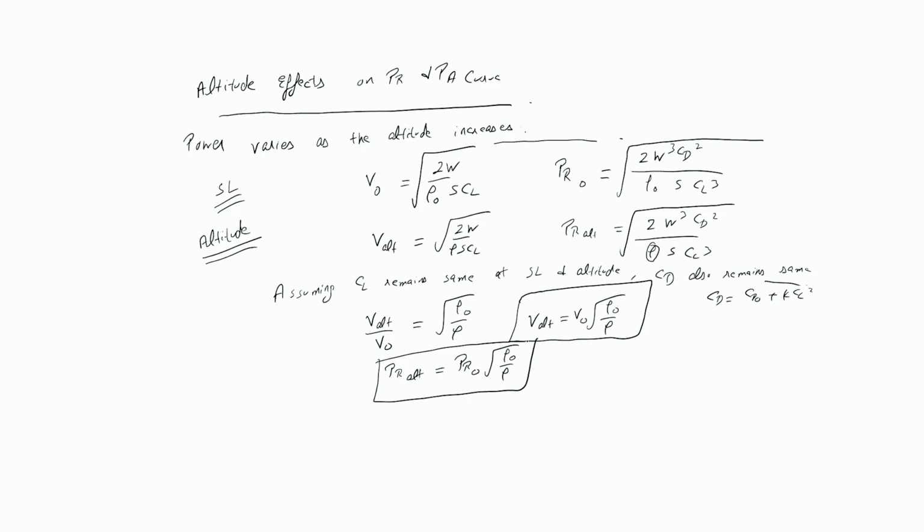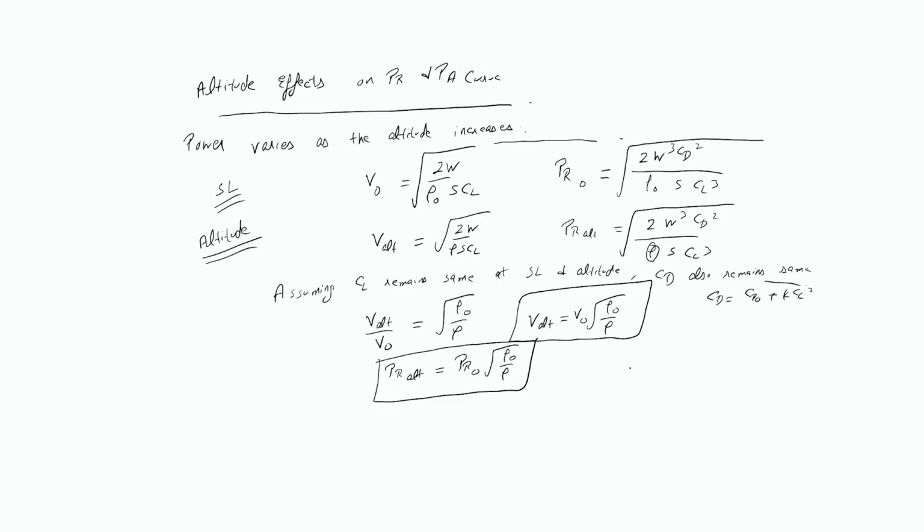So this is the velocity required, this is the power required. These equations help us to plot the power required curve at altitude from a given point on the sea level curve. Since the density decreases as altitude increases, from these equations we can derive that velocity and power required at higher altitude will increase, maintaining the same CL.